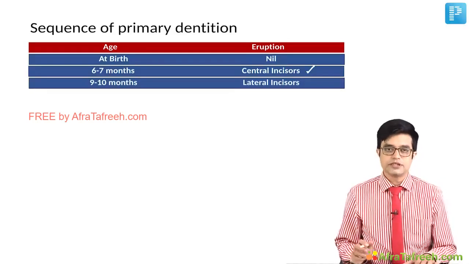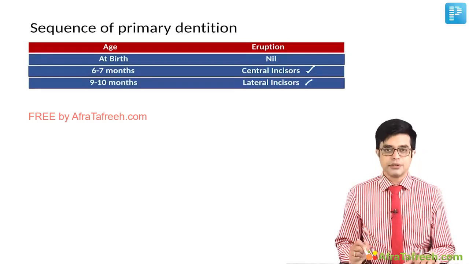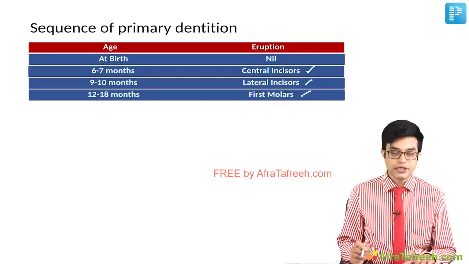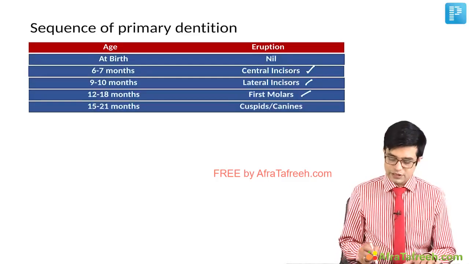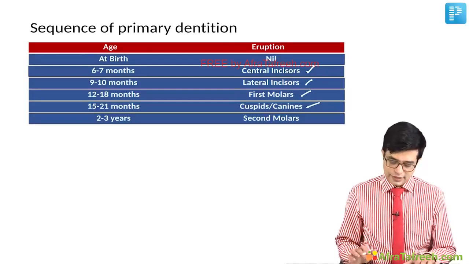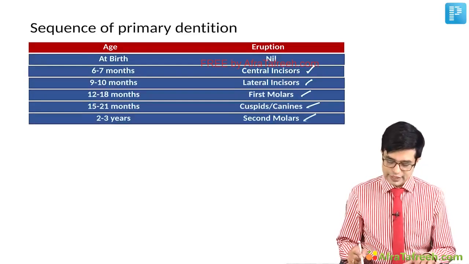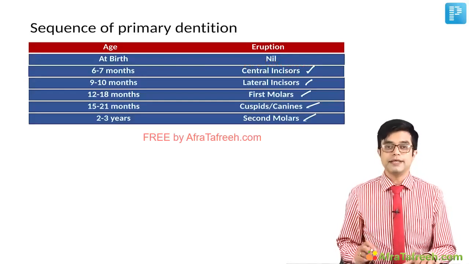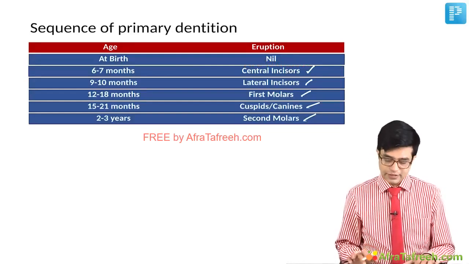At 9 to 10 months, you have the lateral incisors coming up. Then 12 to 18 months, you have the first molars coming up. Then 15 to 21 months, we have canines. Canines are also sometimes called cuspids. At 2 to 3 years, you have the second molar teeth erupting. Premolars are not present in primary dentition.